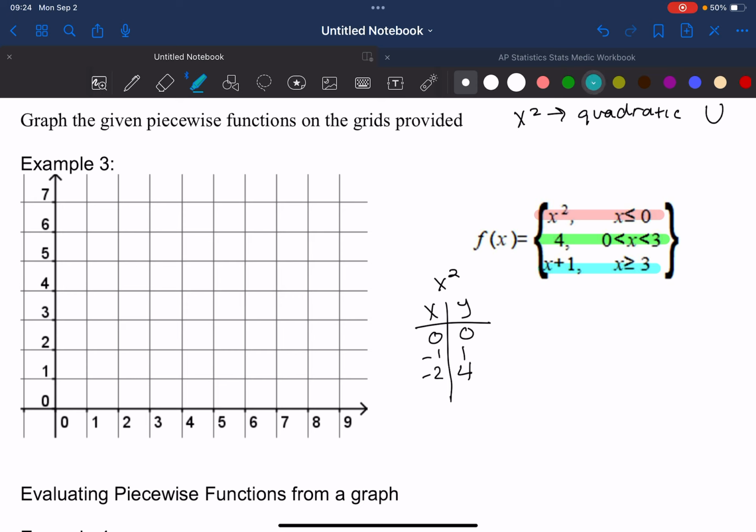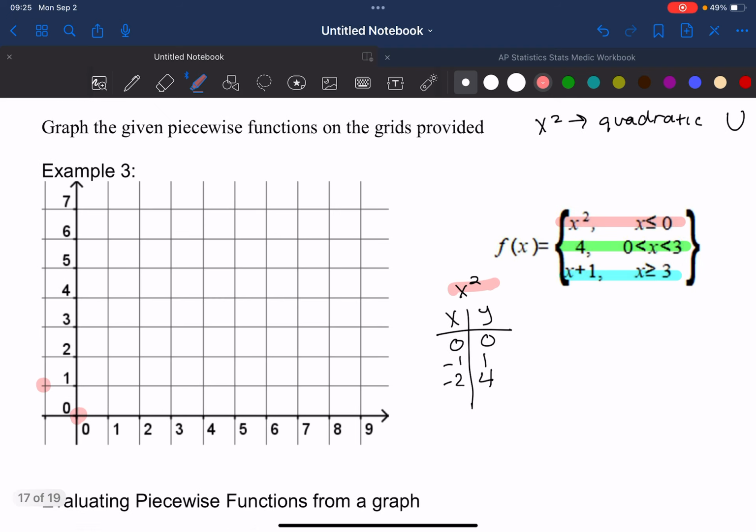Okay, so I now can plot those points: 0, 0, -1, 1, and -2, 4, which is going to be off the graph and off to the left. Remember my domain was that x is less than or equal to 0, which means I'm going to have a closed dot on the 0, and then my function is going to go up to infinity. Okay, so that's my first one.